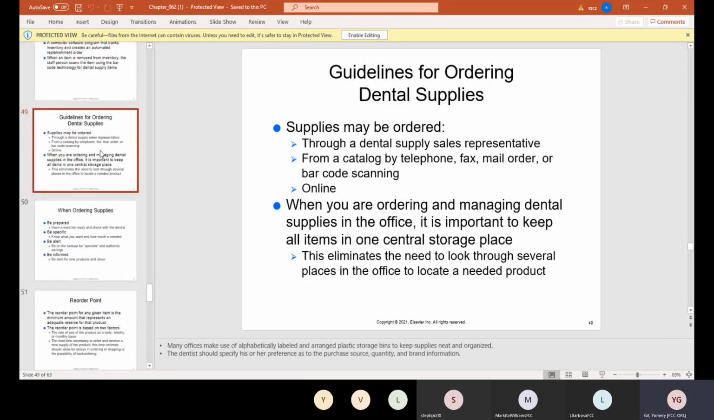Guidelines for ordering dental supplies. Supplies may be ordered through a dental supply sales representative. Sometimes a lot of reps come into the office. They want to talk to the office manager or the dentist, offering new products. They give samples, etc. Supplies may also be ordered from a catalog by telephone, fax, mail order, or barcode scanning.